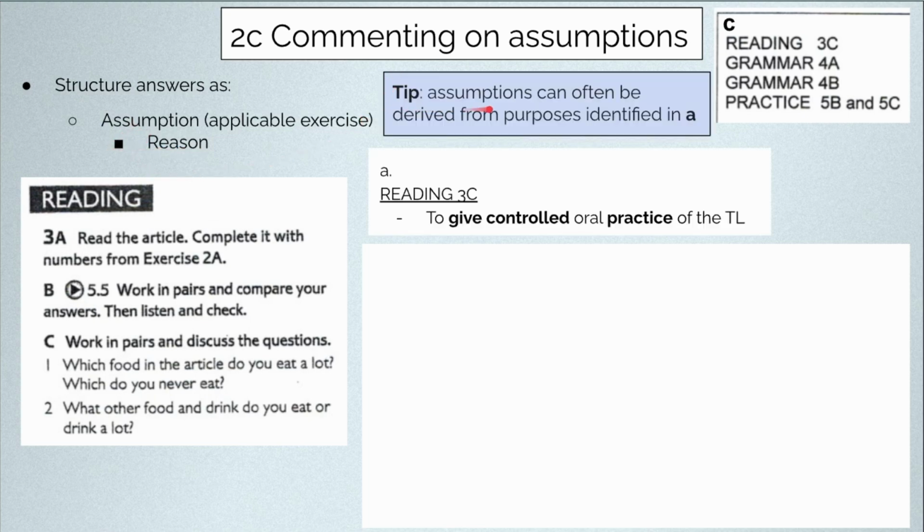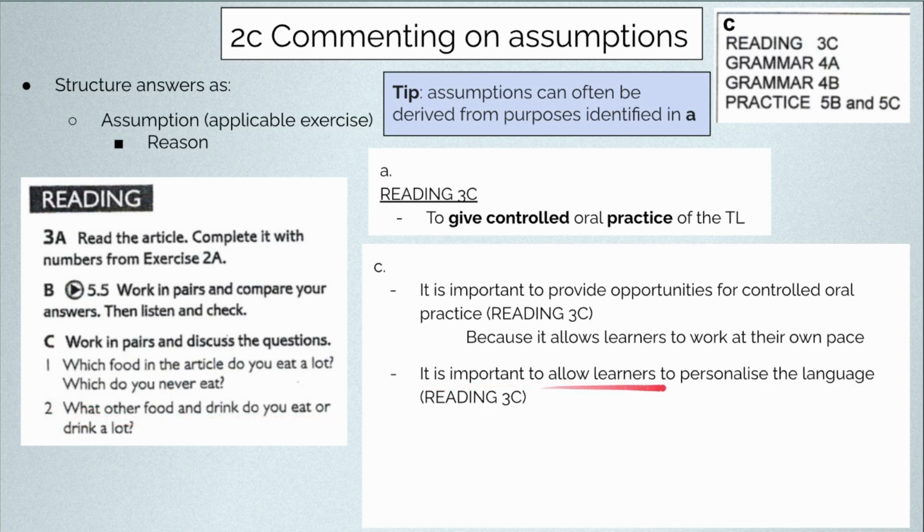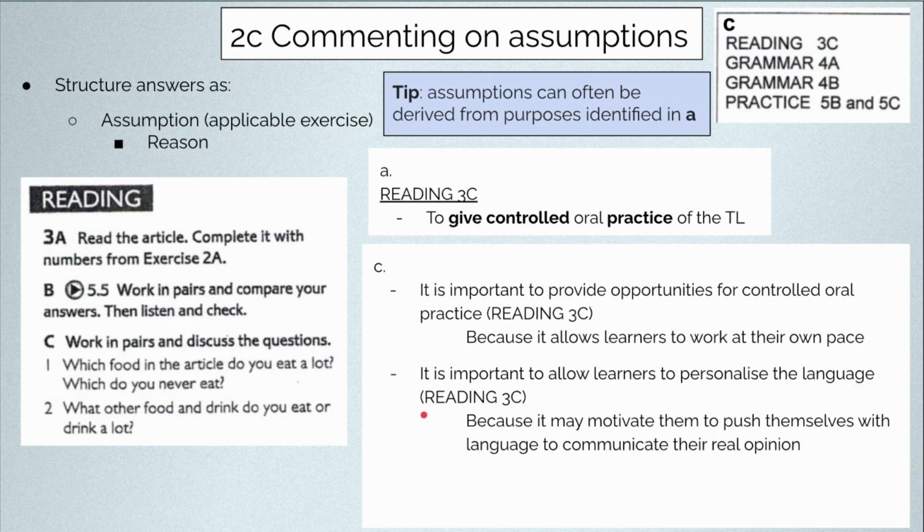As we said before, assumptions can often be derived from the purposes identified in part A. So in part A, for reading 3C, we said to give controlled oral practice of the target language. Turn that into an assumption, and we have it is important to provide opportunities for controlled oral practice, reading 3C, because it allows learners to work at their own pace. In C2, we can also see that this question lends itself a bit to personalization. So we can say it's important to allow learners to personalize the language, reading 3C, because it may motivate them to push themselves with language to communicate their real opinion.